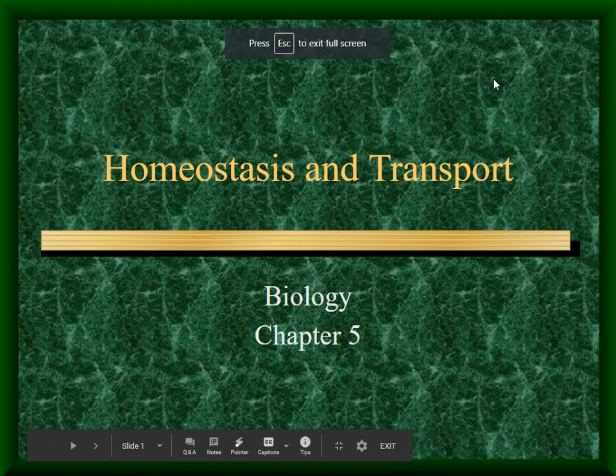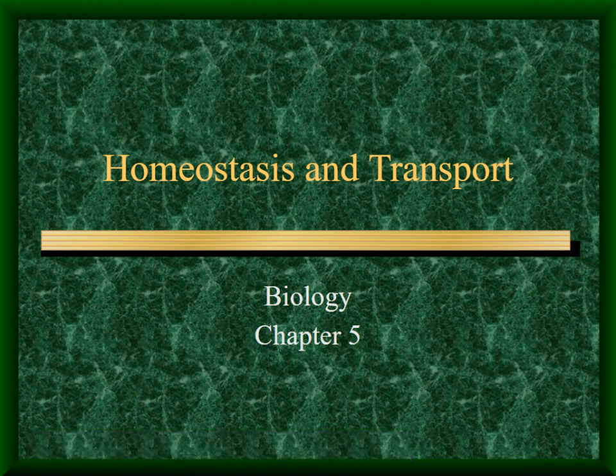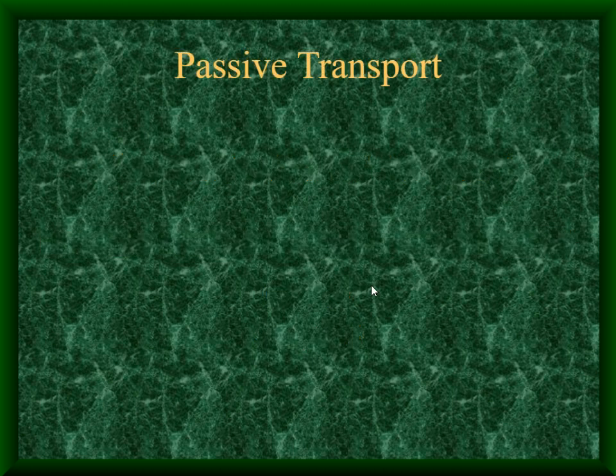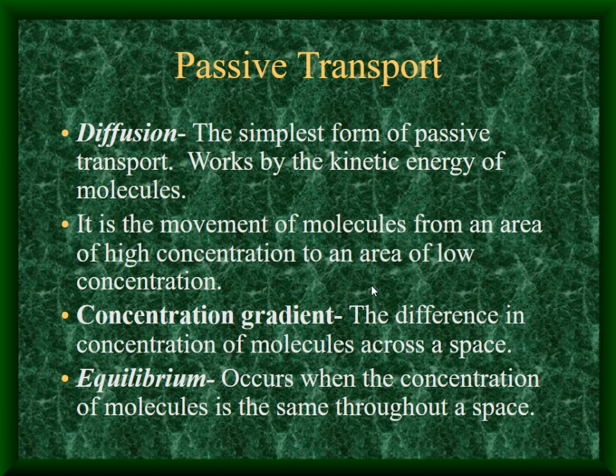All right, we are looking at part 3. Part 3 talks about homeostasis and the transportation of substances across membranes. So we're looking at passive transport first. Passive transport is basically the movement of molecules in the path of least resistance.